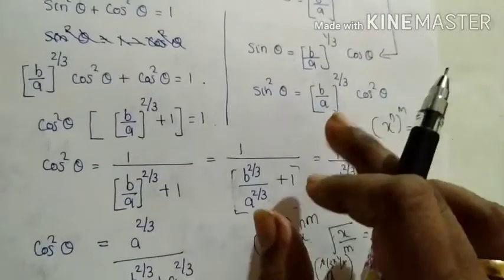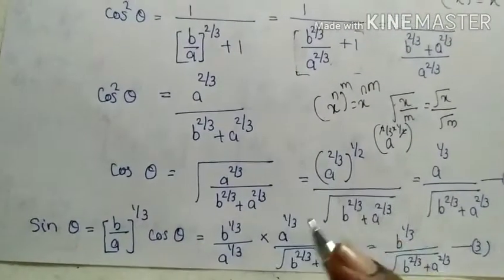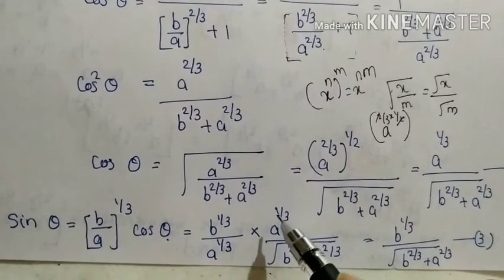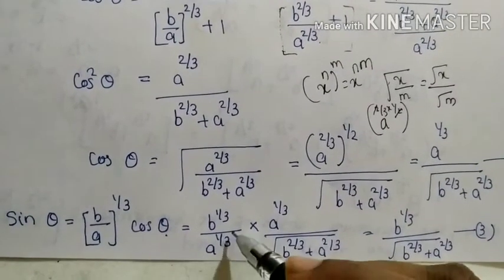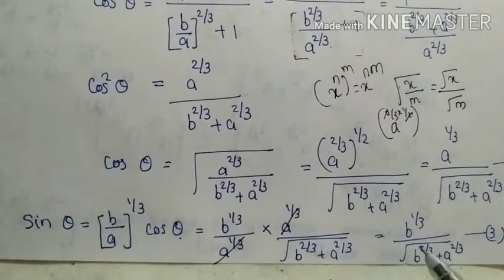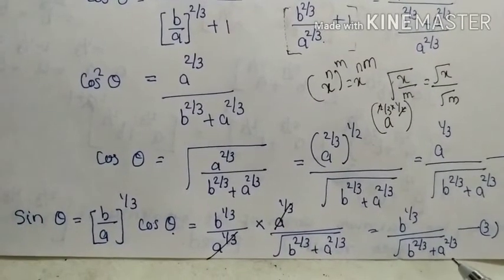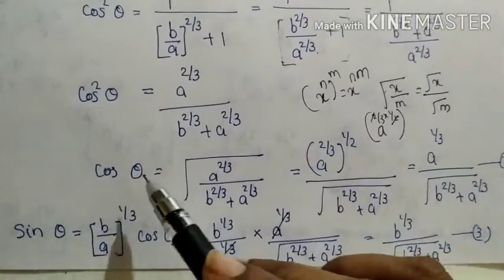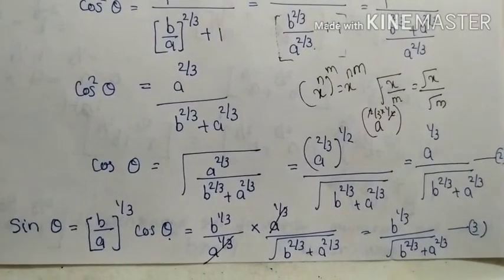And from here, sin theta equal to (b by a) whole raised to 1 by 3 cos theta, right? So putting the value of cos theta here, that is a raised to 1 by 3 by root of (b raised to 2 by 3 plus a raised to 2 by 3), cancelling these two terms, we get our sin theta as b raised to 1 by 3 divided by root of (b raised to 2 by 3 plus a raised to 2 by 3). So let us name it as equation number 3. So cos theta is equation number 2 and the value of sin theta is equation number 3.